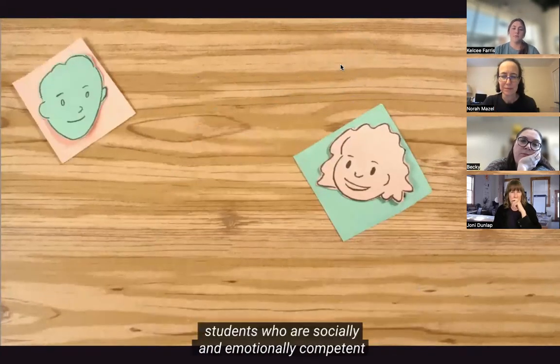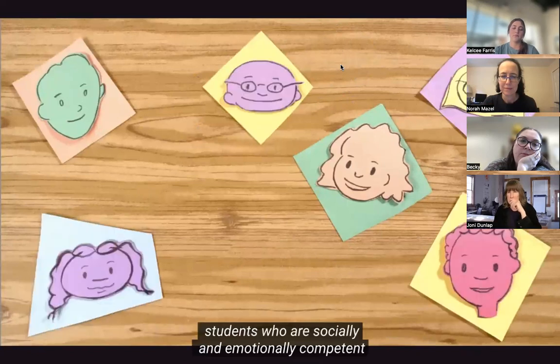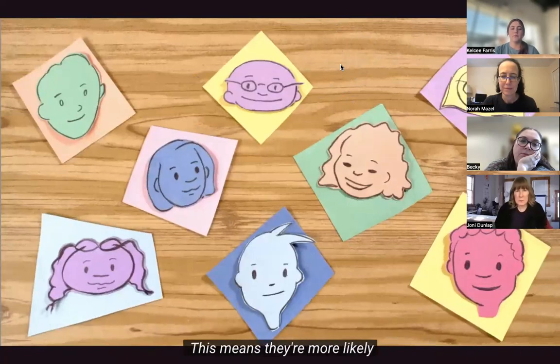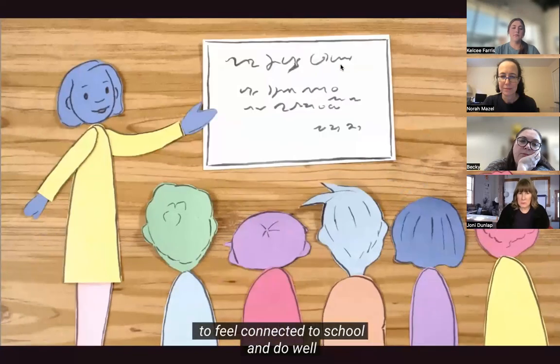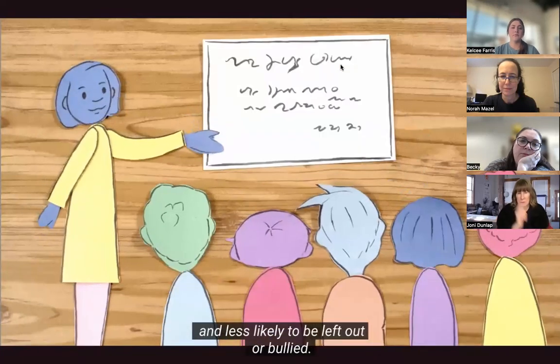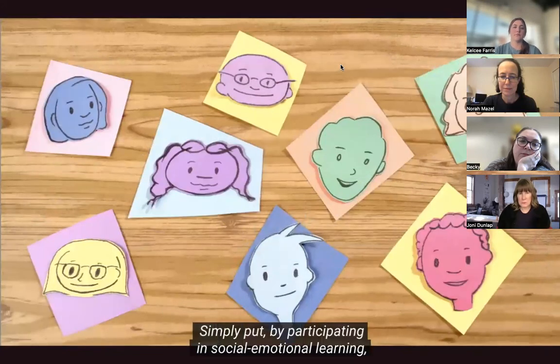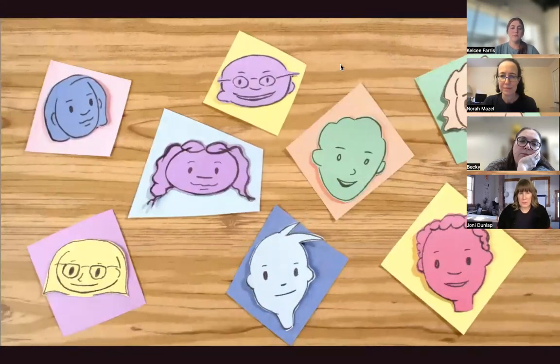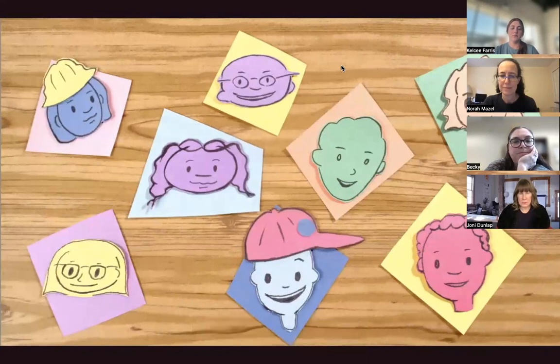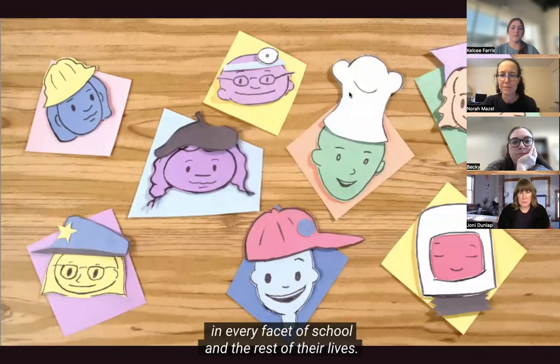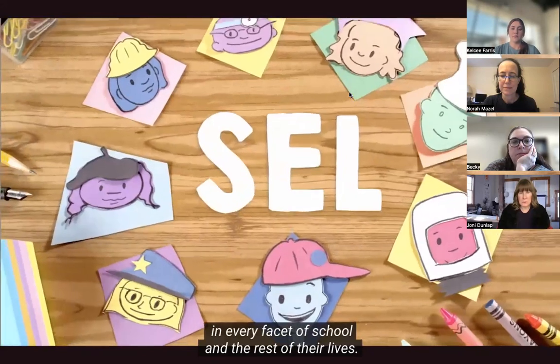Just as important, students who are socially and emotionally competent have more friends. This means they're more likely to feel connected to school and do well, and less likely to be left out or bullied. Simply put, by participating in social emotional learning, students learn the skills to succeed in every facet of school and the rest of their lives.